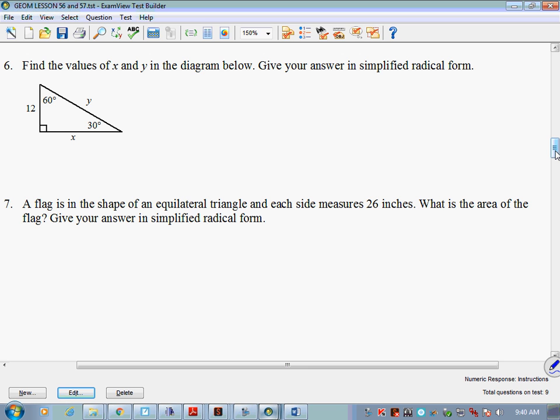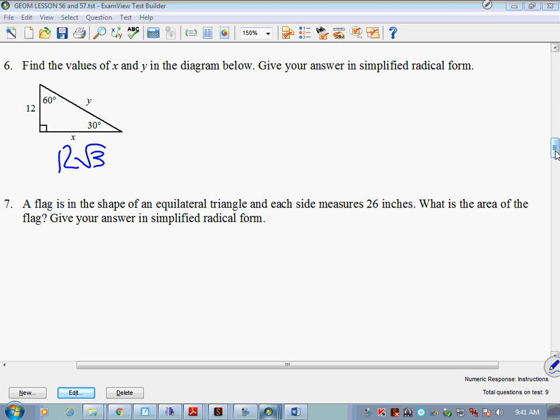Well, x is across from the 60. So how do I find the length of x? Caleb? 12 radical 3. Because x is opposite 60, 60 is x radical 3. So 12 represents my x.